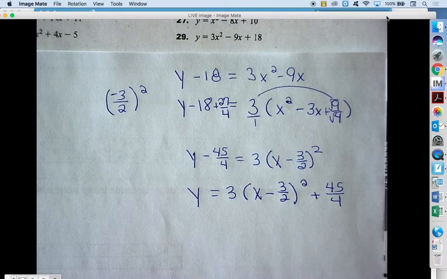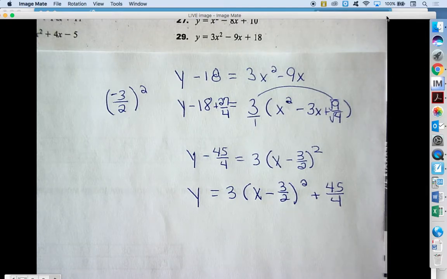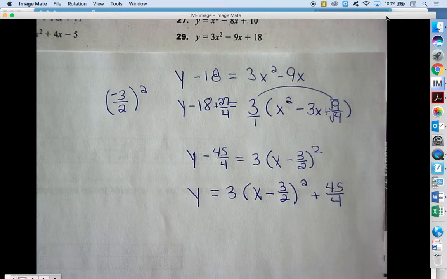Right. The vertex would be 3 halves and 45 fourths. Right, so the vertex would be the h and the k. So the opposite of what's inside, pull it out, flip the sign. So that's the 3 halves and then 45 fourths. So that question wanted you to get it in vertex form. So now that it's in vertex form, you can then identify the vertex.